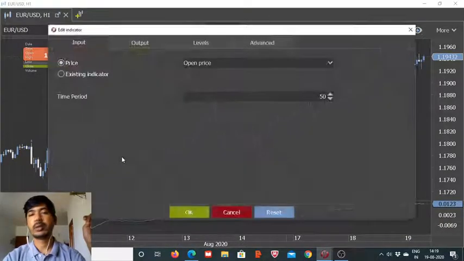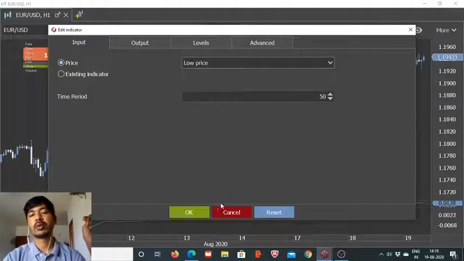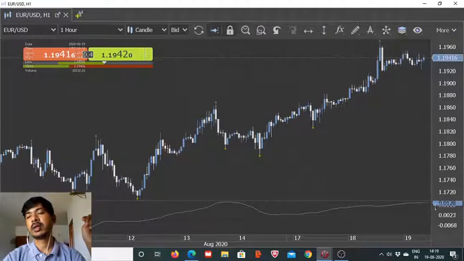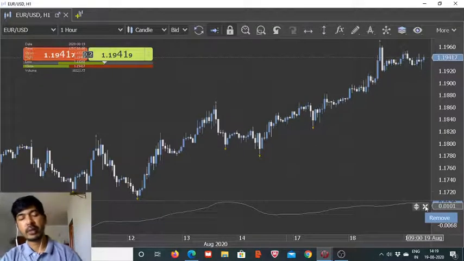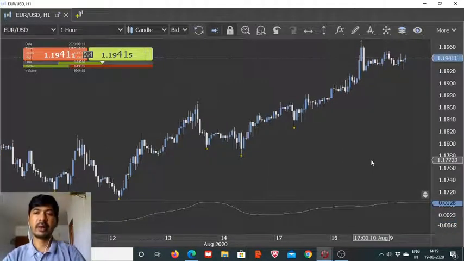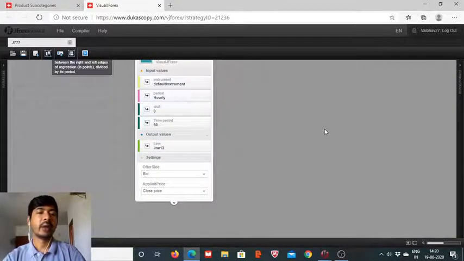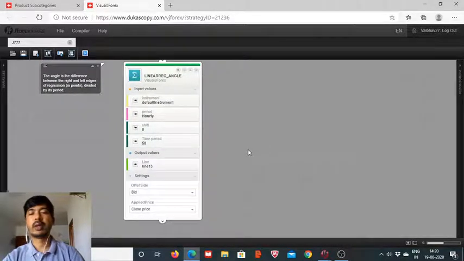Let us again change this to the low price. To some extent the value has changed for the linear regression angle. The change is not too significant, but still whenever we are doing comparison or similar sort of use of linear regression angle, I would advise that you try to have both these settings on the same side, so that it will be easier for you to build and then see if it's working or not, and do the extensive testing as well.